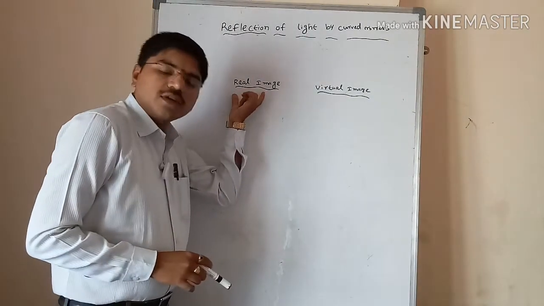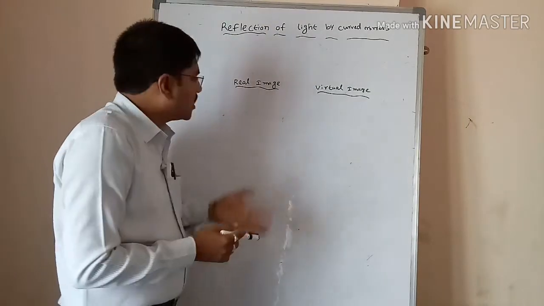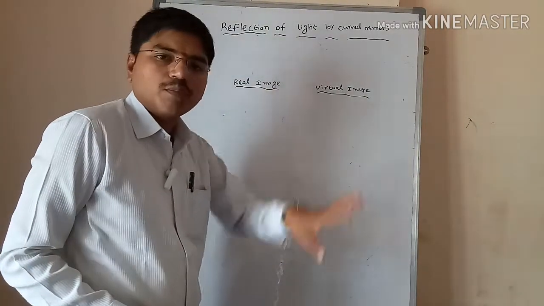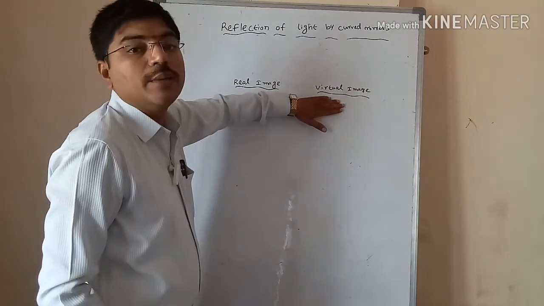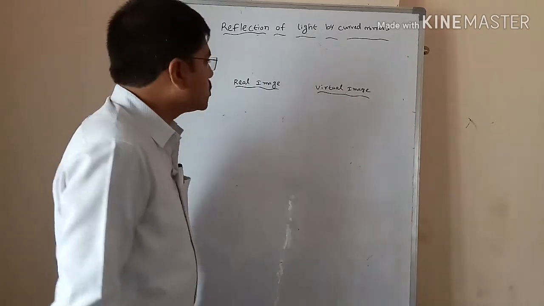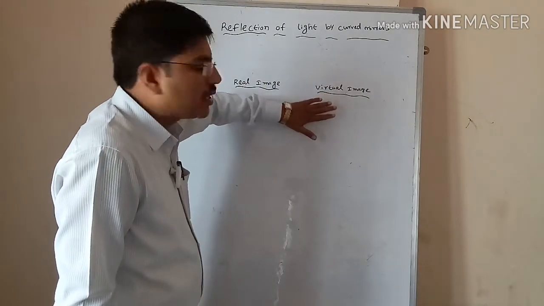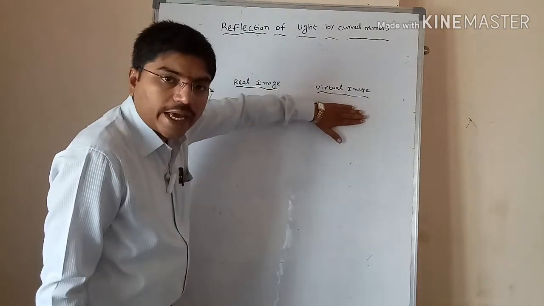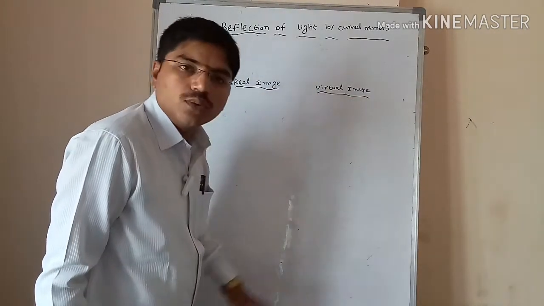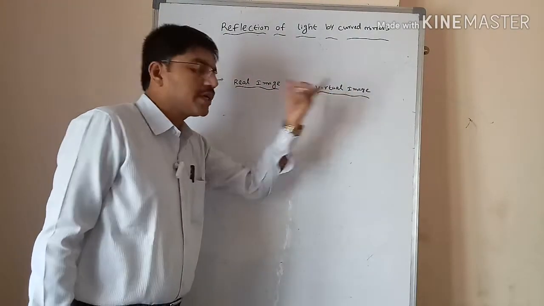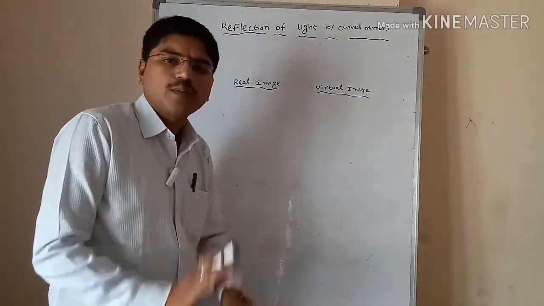According to our generalized words, a real image is one that practically, in real time, will appear. A virtual image is nothing but imaginary. We cannot catch it on a screen. Simple logic: an image that can be caught on a screen is called a real image, and one that cannot be caught on a screen is called a virtual image. I will give a simple example.